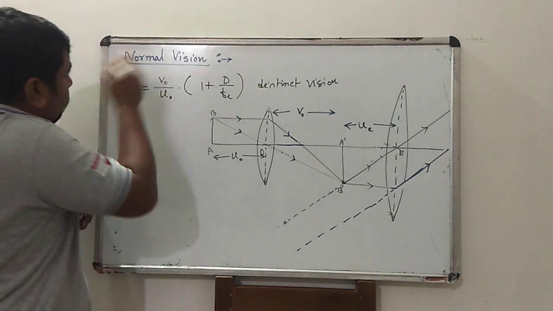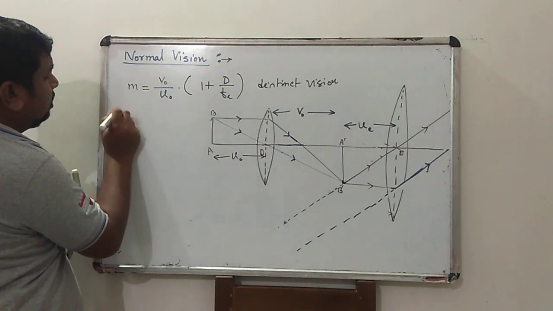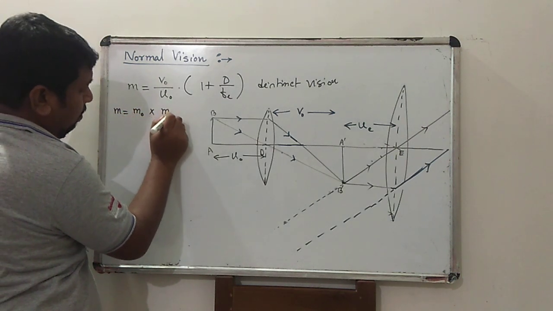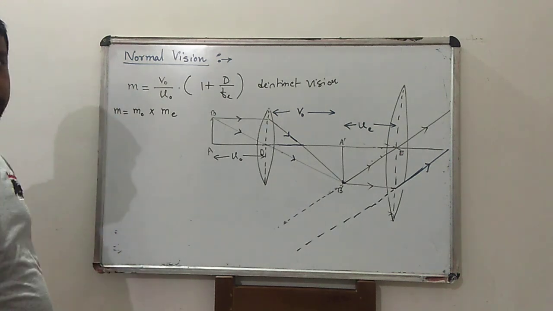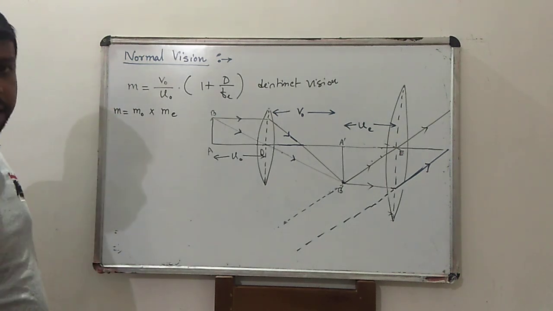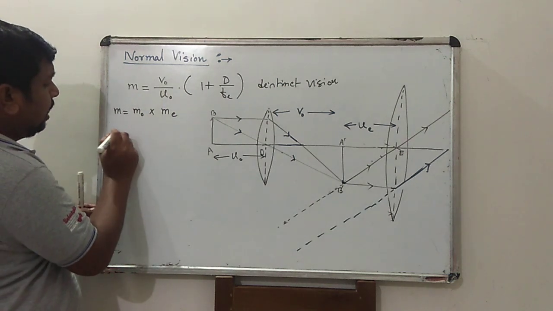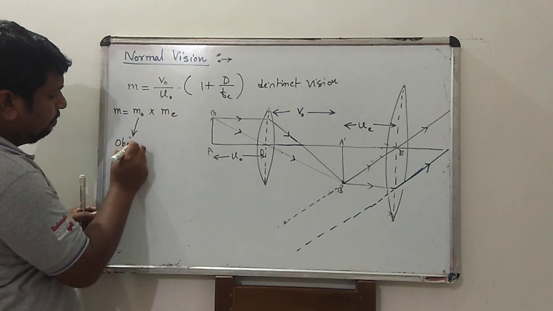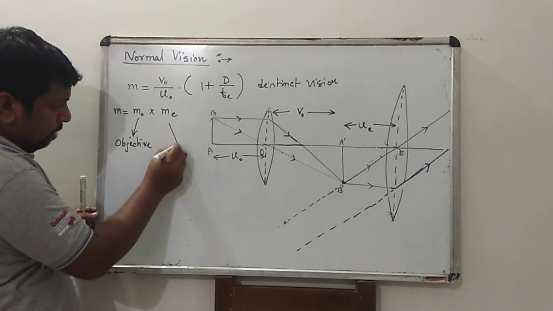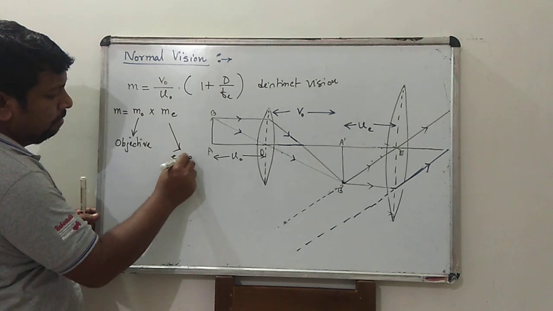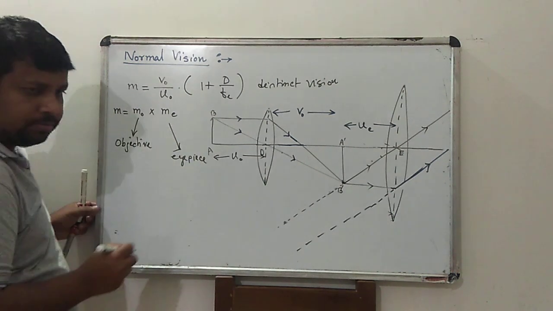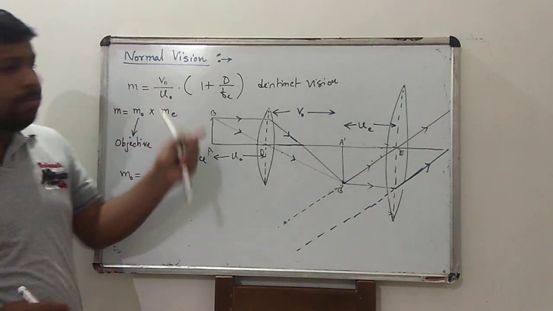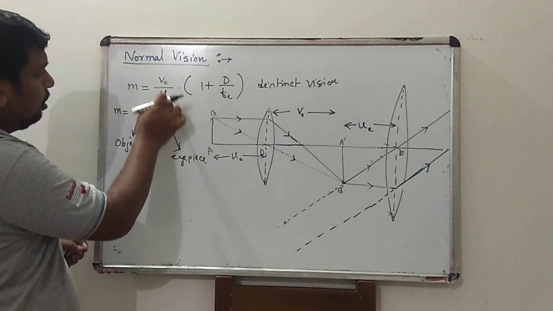The original formula for the magnifying power of a microscope is m equal to m naught into m. Here m naught is the magnifying power of the objective, and m is the magnifying power of the eyepiece. So this m naught is v naught by u naught.